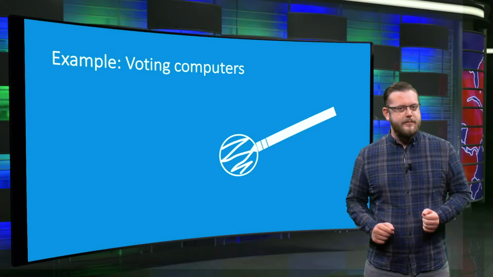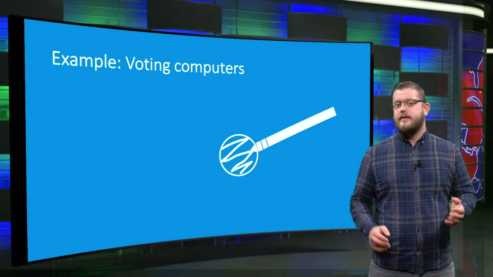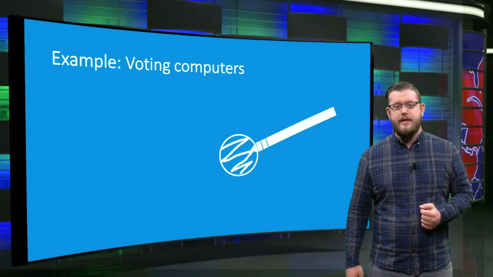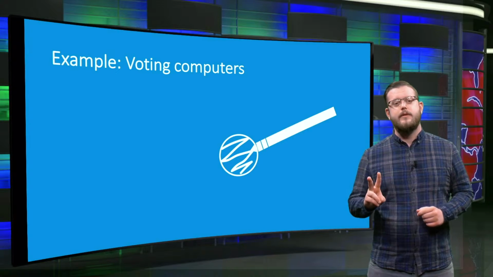Or consider voting computers, which are used in many countries around the world. These were used in the Netherlands until they were made forbidden in a 2007 court case. The reason they were forbidden was twofold.